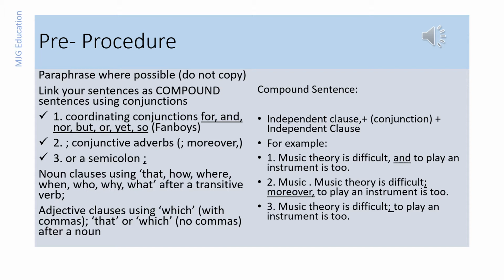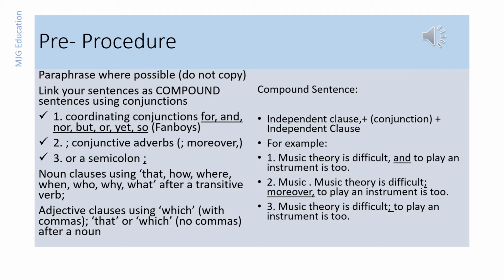Noun clauses are quite useful too. You can use any of these sorts of subordinate conjunctions, that, how, where, when, who, why, what, after a transitive verb. You don't necessarily have to use a noun clause either. Adjective clauses, using which with commas, or that or which with no commas. Really, we're talking about identifying and non-identifying clauses. With commas would be a non-identifying adjective clause. Without commas would be an identifying adjective clause. Those will be explained along the way.